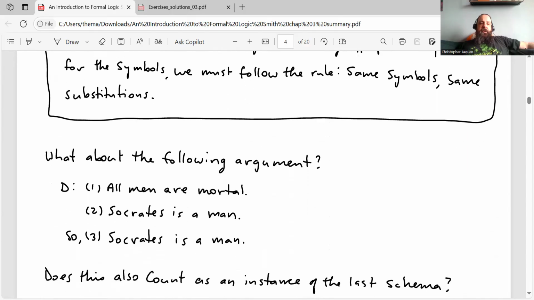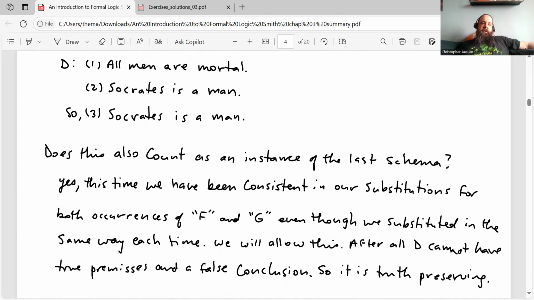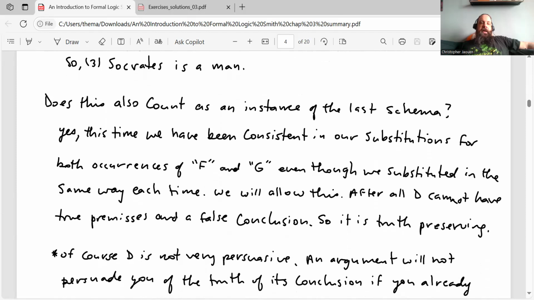All right, what about this argument that we have written here called argument D? The premises here are all men are mortal, Socrates is a man, therefore Socrates is a man. So does this also count as an instance of the last schema? And the answer, of course, is yes. This time we've been consistent in our substitutions for both occurrences of F and G, even though we substituted in the same way each time.